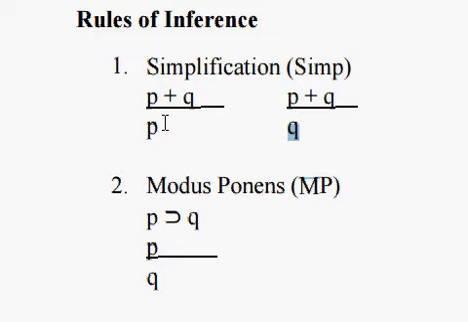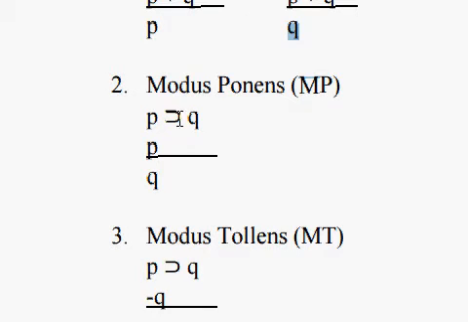Modus ponens is the idea that if you have an if-then statement, if P, then Q, and you also know that the antecedent is true, then you know the consequent is true. So if Paul is coming, then Quentin is coming. Paul is coming, therefore Quentin is coming. Because you know the antecedent is true, the consequent must be true.